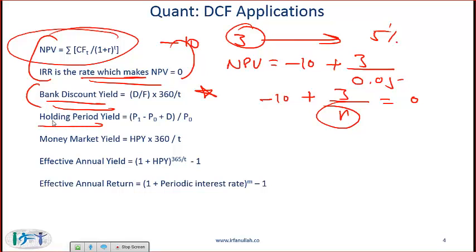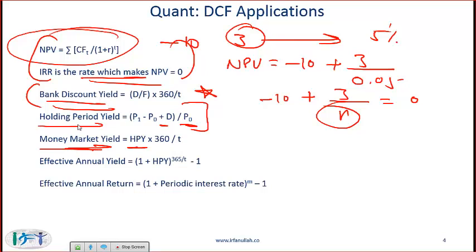Then holding period yield. This is a type 1 where you also have to know the intuition. So during a given holding period, what's your return? It's the change in stock price, the appreciation in stock price, and the dividend, divided by your initial investment. You can think of this as a formula, but it's better to just know that this is how it works. Money market yield is the holding period yield times 360 over T.